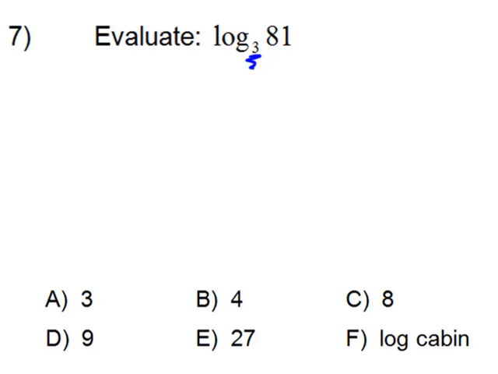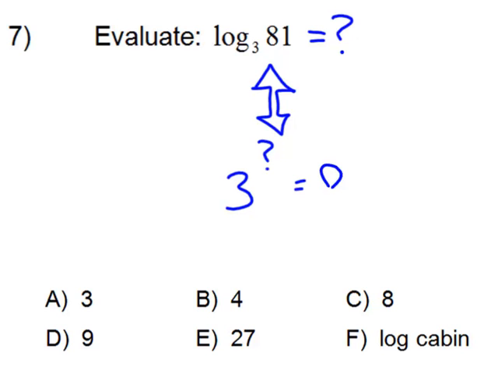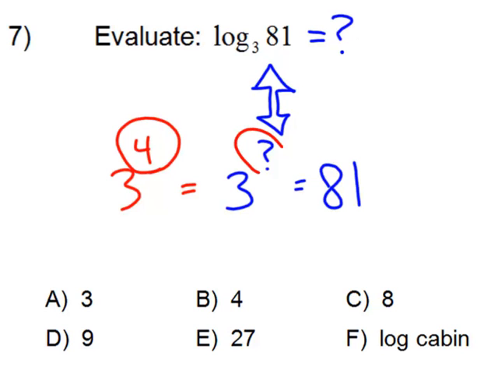Another way of looking at that is if I say, I don't know what this is, let's call that question mark. This logarithmic equation is mathematically equivalent to saying 3 to the what power gives me 81. Well, if you're comfortable enough with your powers, we will know that 3 times 3 times 3 times 3 gives us 81. In other words, 3 to the 4th power. Therefore, our question mark is equivalent to 4. Our logarithm is 4. That means our answer is B.